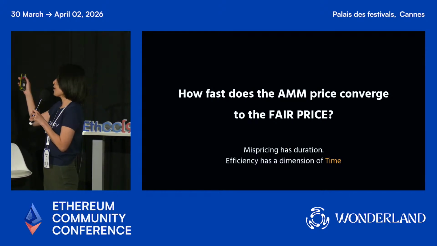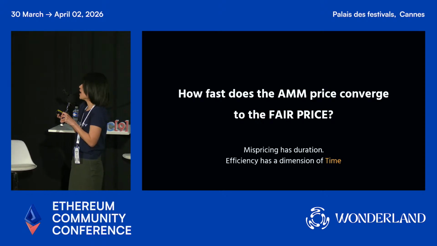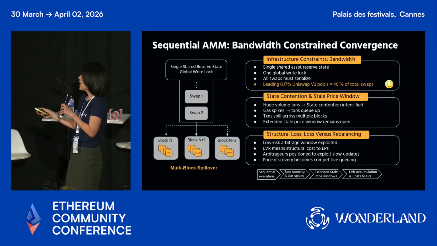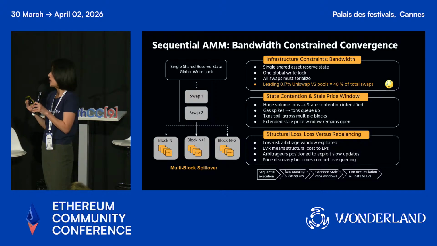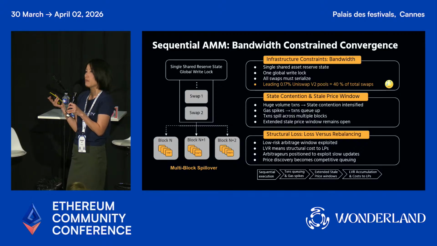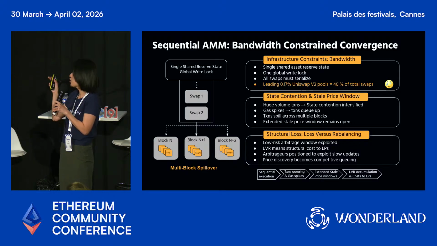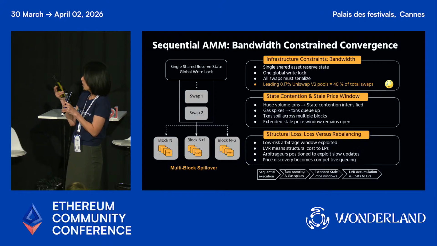A very important question we ask here is: how fast does the AMM price converge to the fair price? And when we talk about fast, there's a dimension of time. So let's look back at sequential AMM. Trust me, we love Uniswap, but Uniswap does come with a bandwidth constraint by design. During high volatility market times, huge amounts of transactions try to access the same liquidity pool. To give you a concept of how this concentration looks, I have a number here.